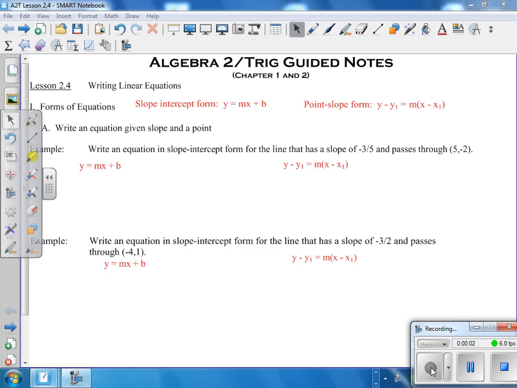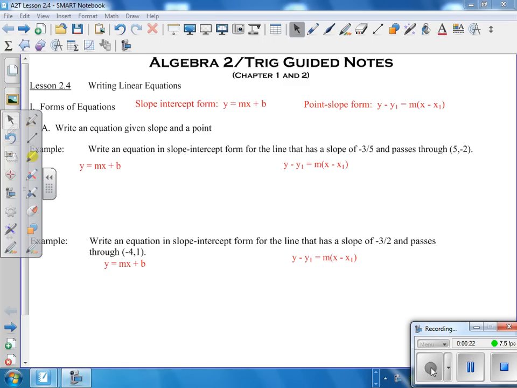In lesson 2.4, we're going to write linear equations, extending on what we did in 2.3 where we just graphed them. We're also going to deal with parallel and perpendicular lines and writing equations of those. So we'll be reviewing what's true about parallel and perpendicular lines and slopes from lesson 2.3 as well.